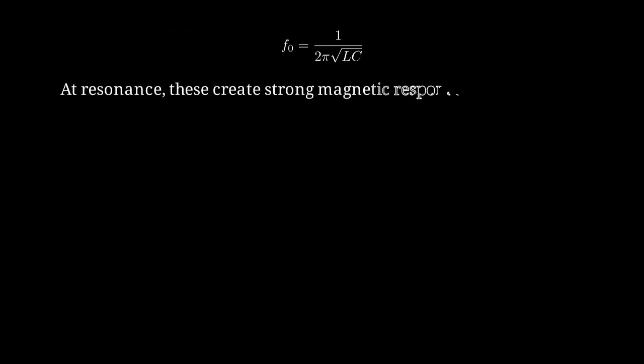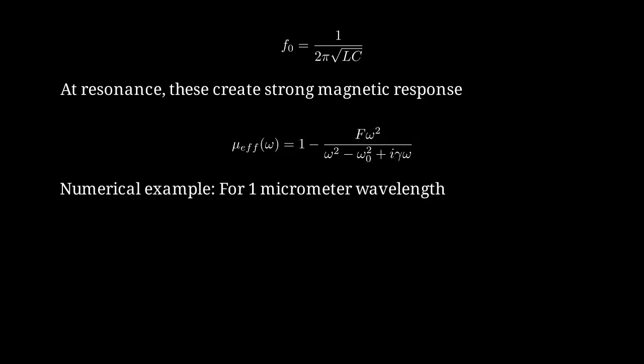At the resonant frequency, circulating currents in the rings create a strong, effective magnetic moment, giving us negative permeability. The effective permeability follows this dispersion relation, where F is the filling fraction and gamma is damping. Let's work a numerical example. For infrared light at 1 micrometer wavelength, we need ring radius around 200 nanometers, much smaller than the wavelength. The gap width might be 30 nanometers to get the right capacitance.